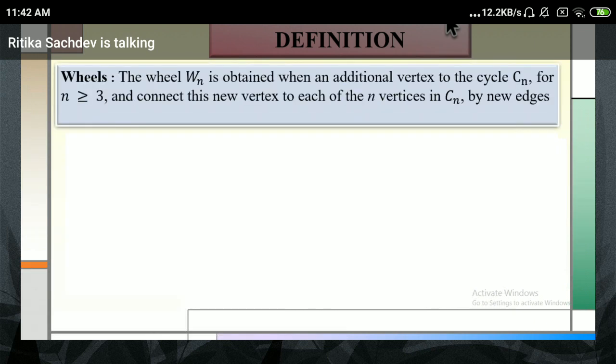Then we are proceeding with wheels. Now I'll be getting wheels from cycles. The wheel Wn is obtained when we add an additional vertex to the cycle Cn, for n greater than or equal to 3, and connect this new vertex to each of the n vertices in Cn by new edges. That means if I had a cycle connecting V1 to V2, V2 to V3, and V3 back to V1, we have added this particular vertex. Now check, the vertex is in the center of your triangle and it is adjacent to all the remaining vertices.